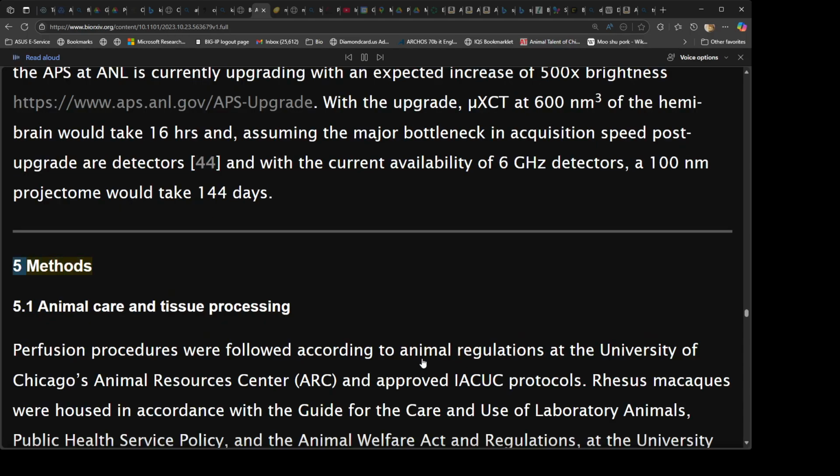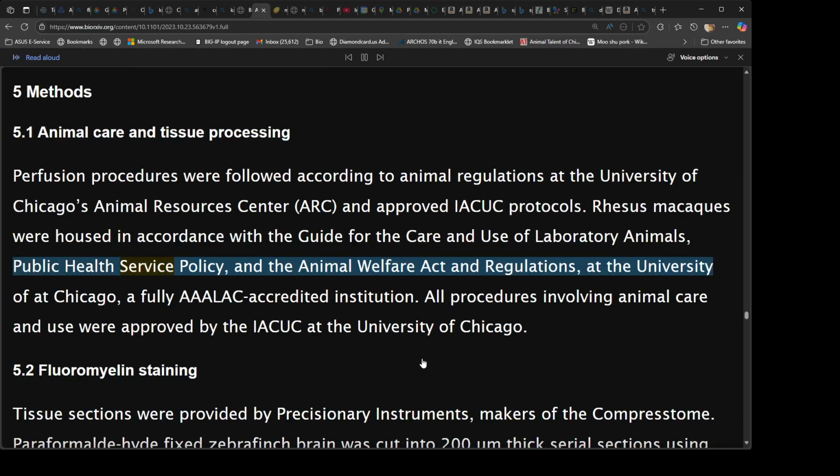5 Methods. 5.1 Animal care and tissue processing. Perfusion procedures were followed according to animal regulations at the University of Chicago's Animal Resources Center, ARC, and approved IACUC protocols. Rhesus macaques were housed in accordance with the Guide for the Care and Use of Laboratory Animals, Public Health Service Policy, and the Animal Welfare Act and Regulations at the University of Chicago, a fully AAALAC-accredited institution. All procedures involving animal care and use were approved by the IACUC at the University of Chicago.